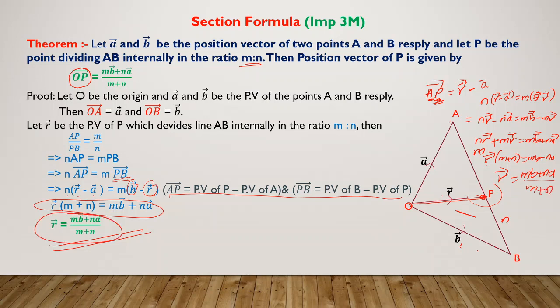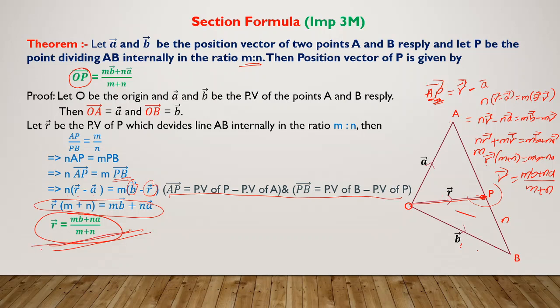This is a theorem which we need to prove. So please, dear students, it's one of the important theorems for 3 marks. And here OP is the position vector of point P when P divides AB internally.